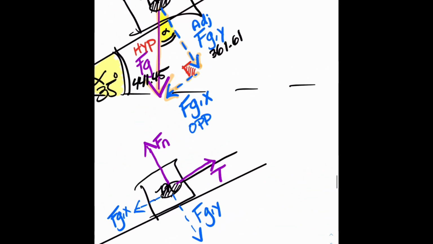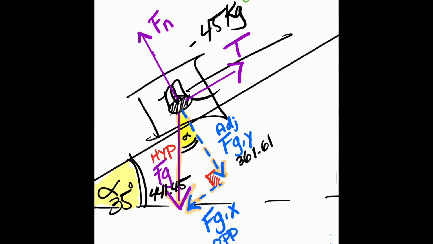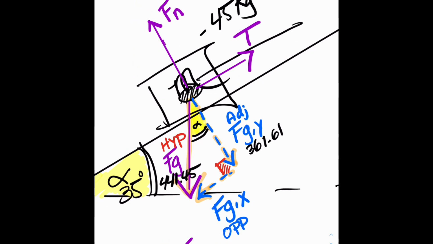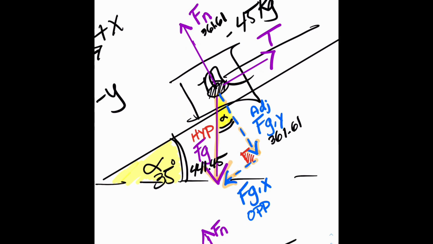All right. So what we're saying here is that the normal force, which is also 361.61... what I'm saying is that when this plane is inclined, FG is still 441.45, but the normal force is smaller because the plane doesn't push back as hard on the mass, right?